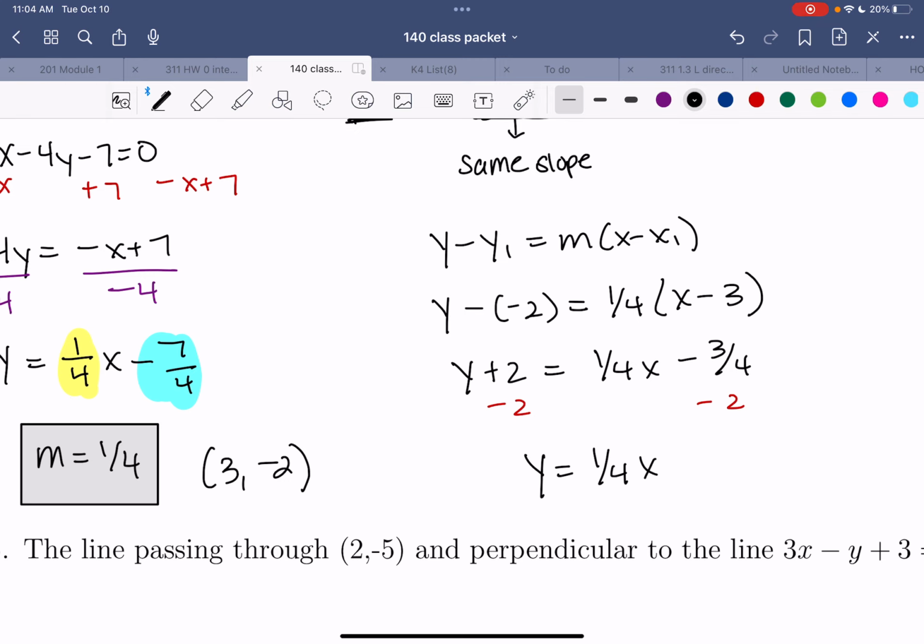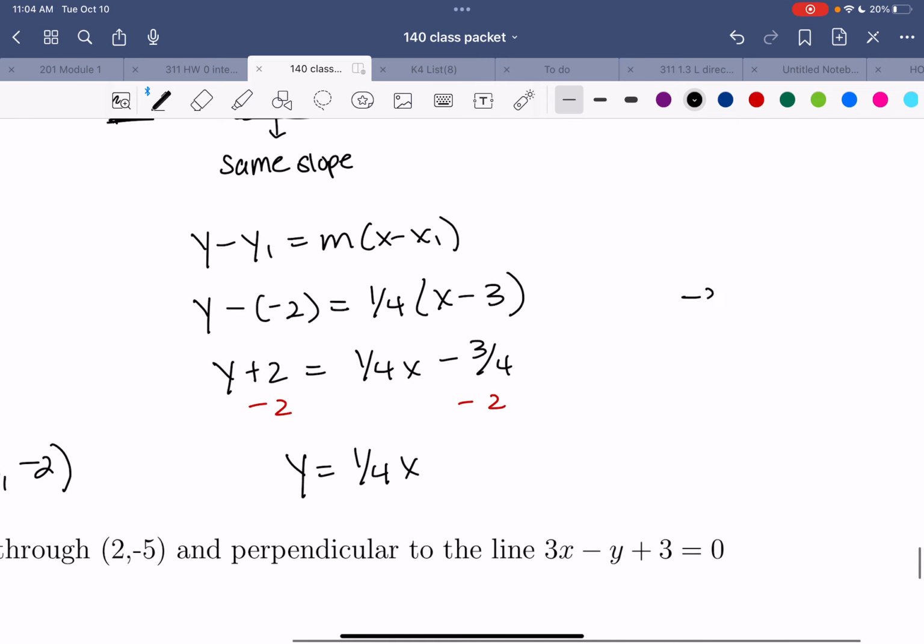That's 1/4 x, and I'm taking negative 3/4 minus 2. If your fractions are where you're struggling, go ahead and write it out. Minus 2 over 1. I need common denominators. So that is 8 over 4. So negative 3 minus 8 is negative 11 over 4.